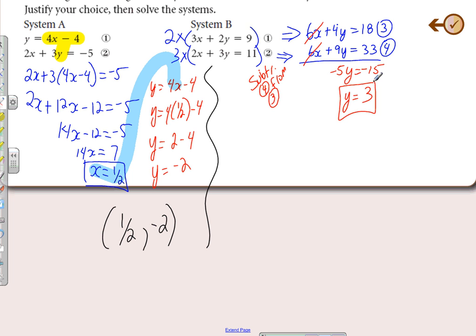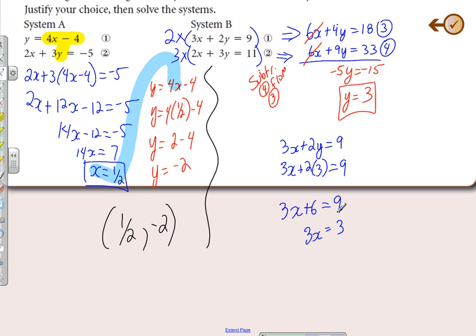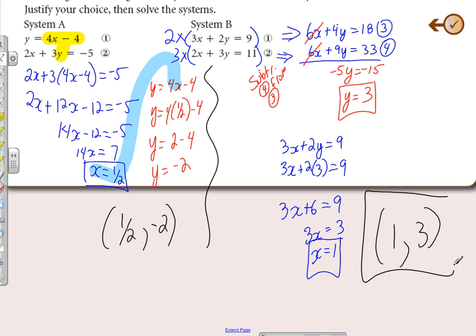So I'm just going to use the first one, just because it's there. So 3x plus 2y equals 9. 3x plus 2 times 3 equals 9. 3x plus 6 equals 9. So 3x is equal to 3. I'm going to subtract over the 6, divide by the 3, x is equal to 1. And again, put your answer as a coordinate point: x, comma, y.